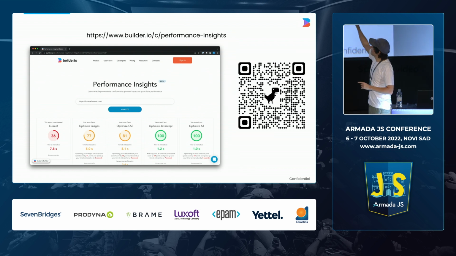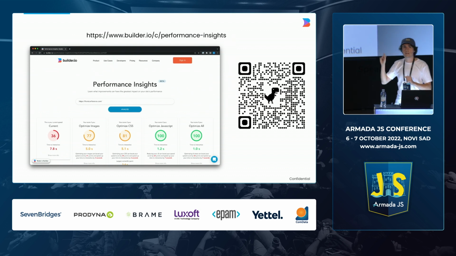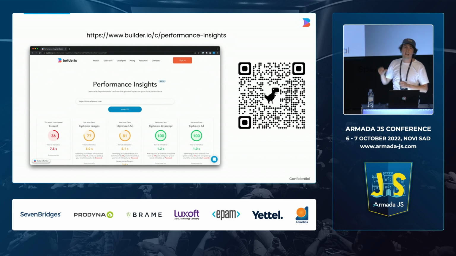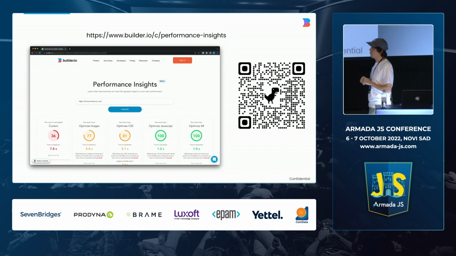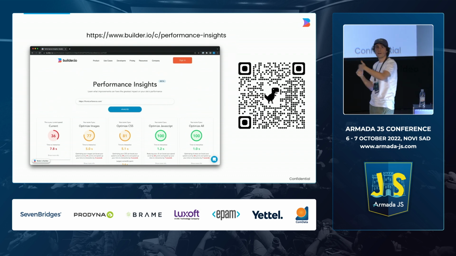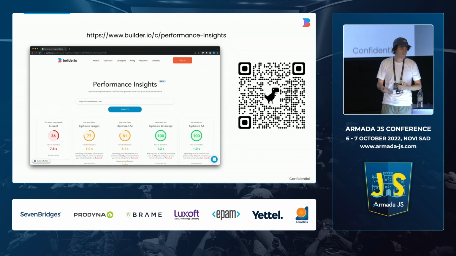In my slides, I have a QR code built by the Chrome browser. It's a very cool feature. So you scan it, and you can check these performance insights. What we do here is tell you the current score, but also how much you could improve if you optimize images or CSS or JavaScript.